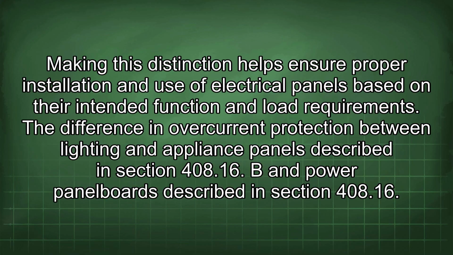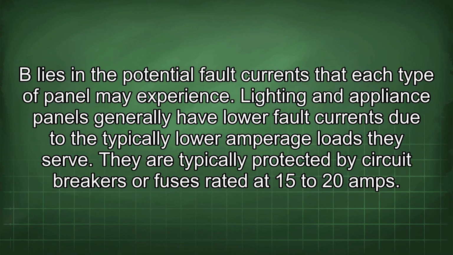The difference in overcurrent protection between lighting and appliance panels described in section 408.16(A) and power panelboards described in section 408.16(B) lies in the potential fault currents that each type of panel may experience. Lighting and appliance panels generally have lower fault currents due to the typically lower amperage loads they serve. They are typically protected by circuit breakers or fuses rated at 15 to 20 amps.